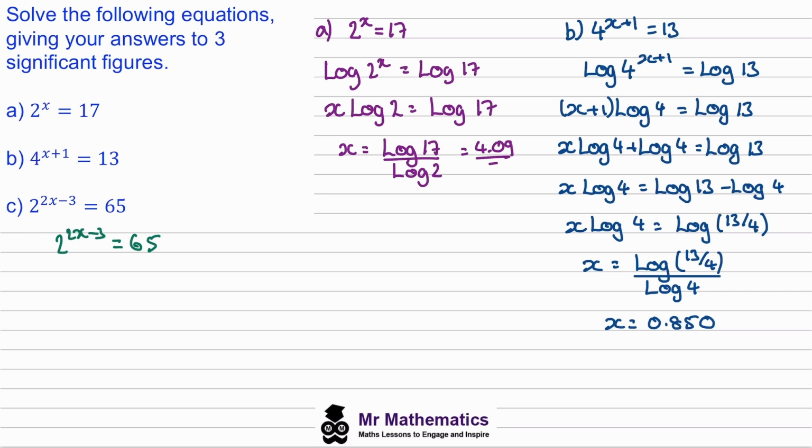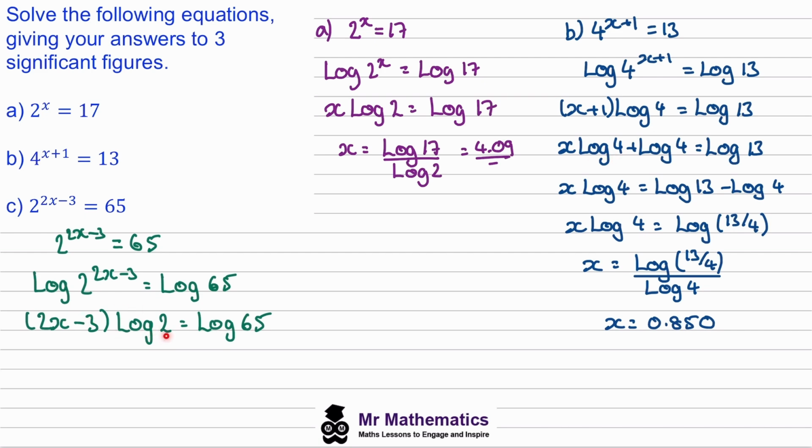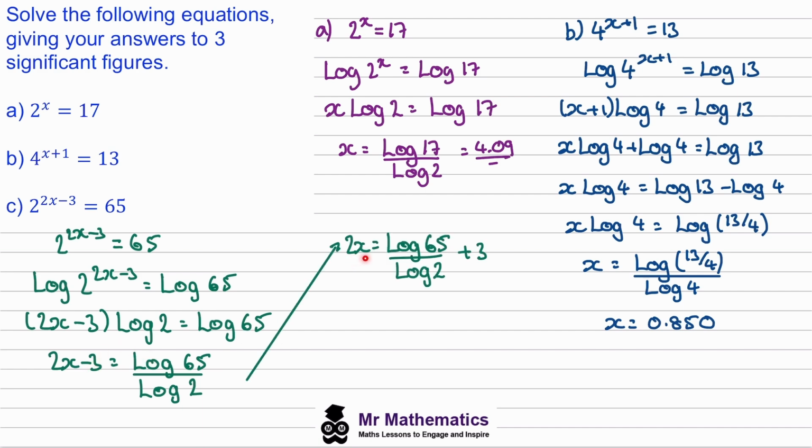So again, because this x is a power, we'll take the log of both sides, and then we can use the power rule to bring this power down in front of the log. At this point, I could either expand out the brackets like I did in this example, or we can divide both sides by this log of 2. So in this example, I think I'll divide both sides by the log of 2. And then we'll move this negative 3 to the right hand side, and then divide both sides by 2. We can work this out on our calculators. We get x is 4.511.